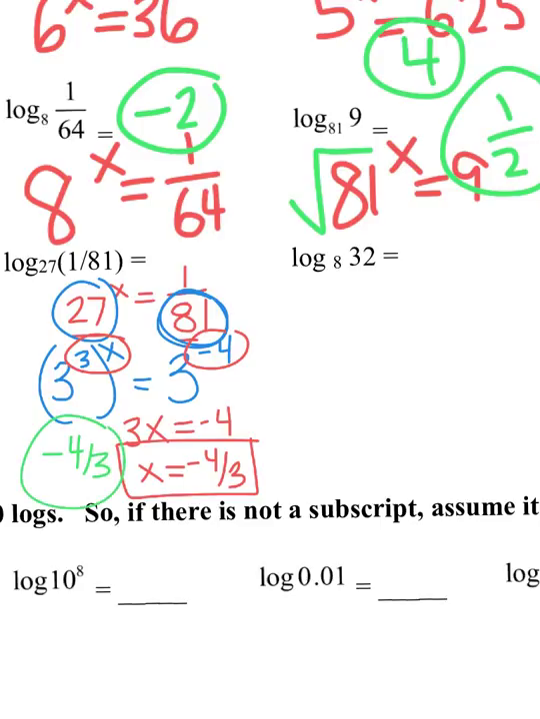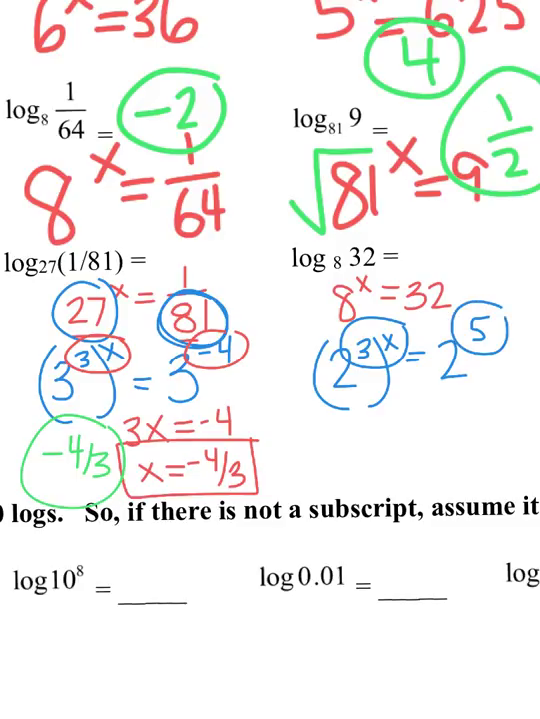Okay, another one is 8 to the x equals 32. I can't write 8 as a power of 4, but I can write both of these as powers of 2. So this is actually going to be 2 cubed to the power of x equals 2 to the 5th. By setting these two equal, 3x equals 5, because they have the same base, so x has to be 5/3.